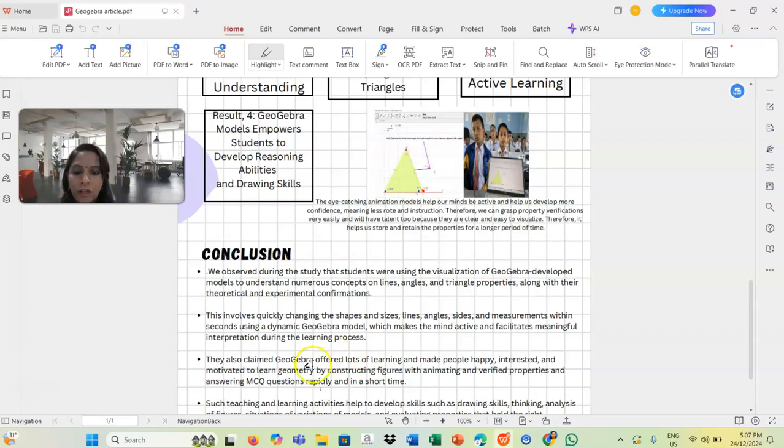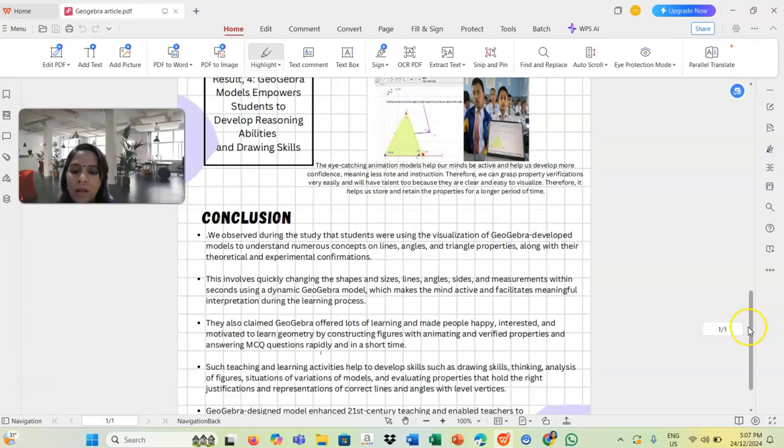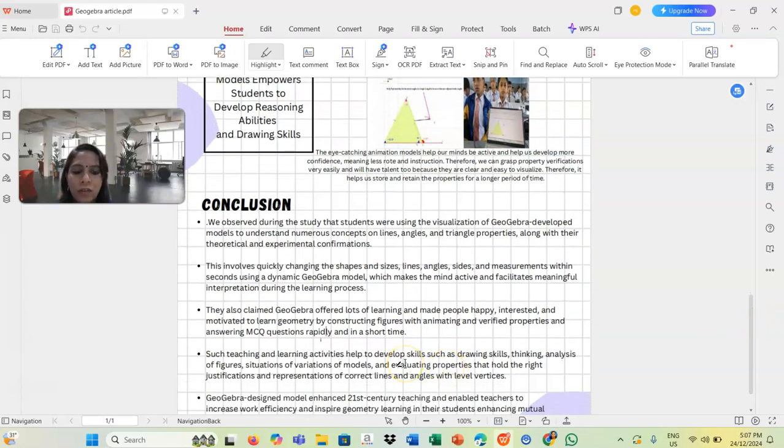They also claim GeoGebra offers a lot of learning and makes people happy, interested, and motivated to learn geometry by constructing figures with animating and verified properties and answering MCQ questions rapidly in a shorter time. Such teaching and learning activities help to develop skills such as drawing skills, thinking, analysis on figures, situations of variation of models, and evaluating properties that hold the right justifications and the representation of correct lines and angles with level vertices.